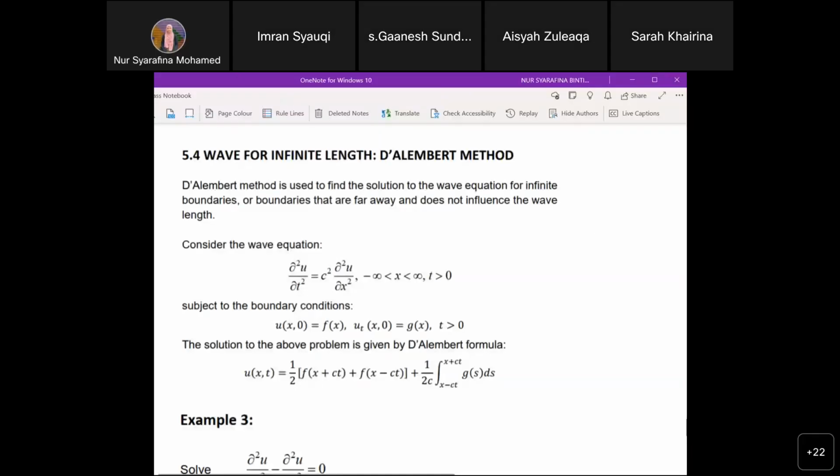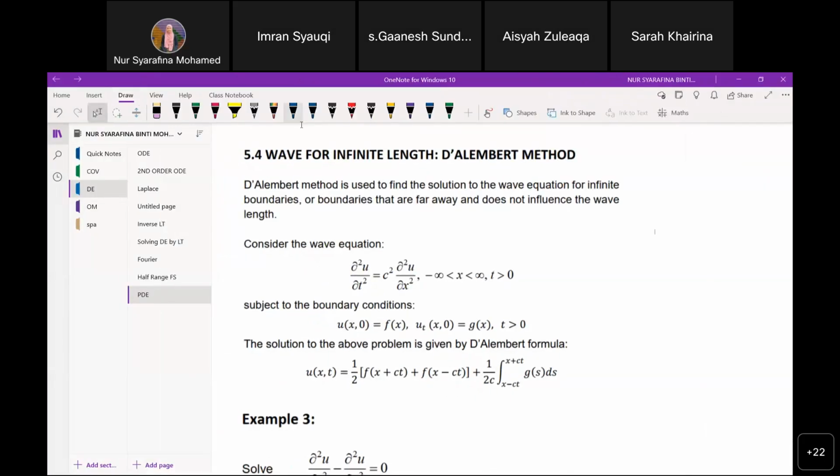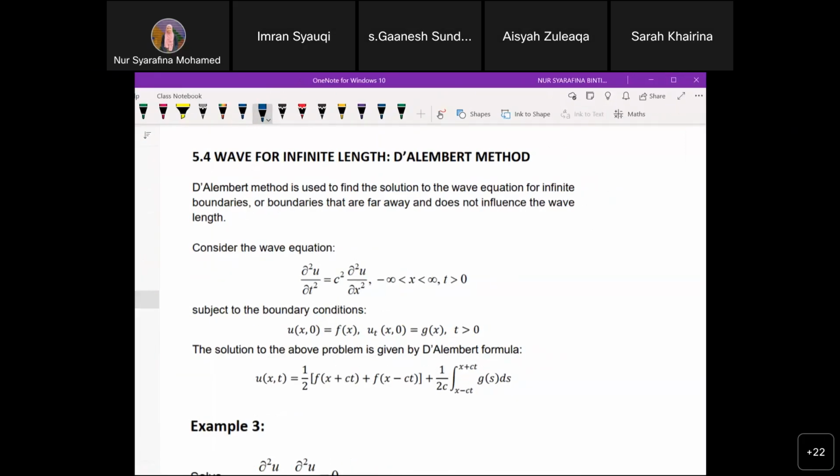We discussed how to solve the PDE by using MSV. Okay. Now, before we proceed with another example, I'm going to introduce you to another method, which is the Alembert method.